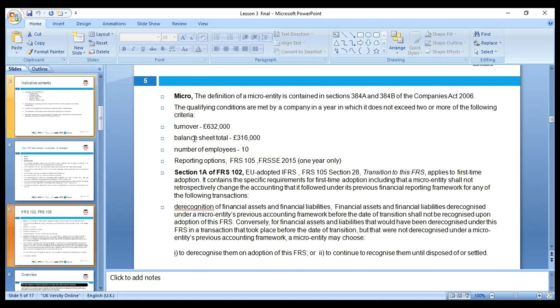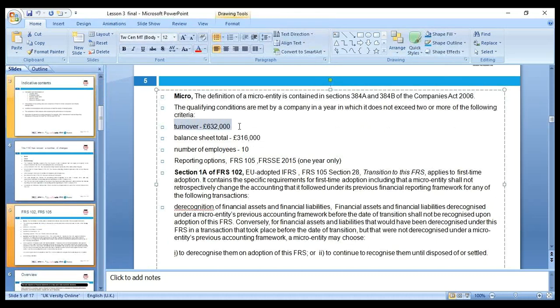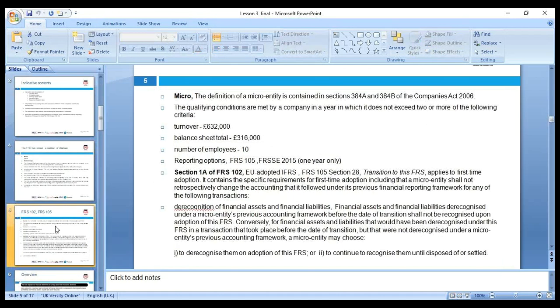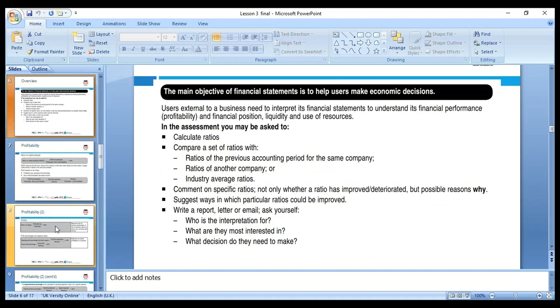We really need to look at the turnover. The turnover of the company is 632,000. The balance sheet total, in terms of assets, is 316,000, and reporting options are available under FRS 102, which has been amended. That gives us the guidance for micro companies. And if the turnover is more than that, of course, the company can be classified as medium.